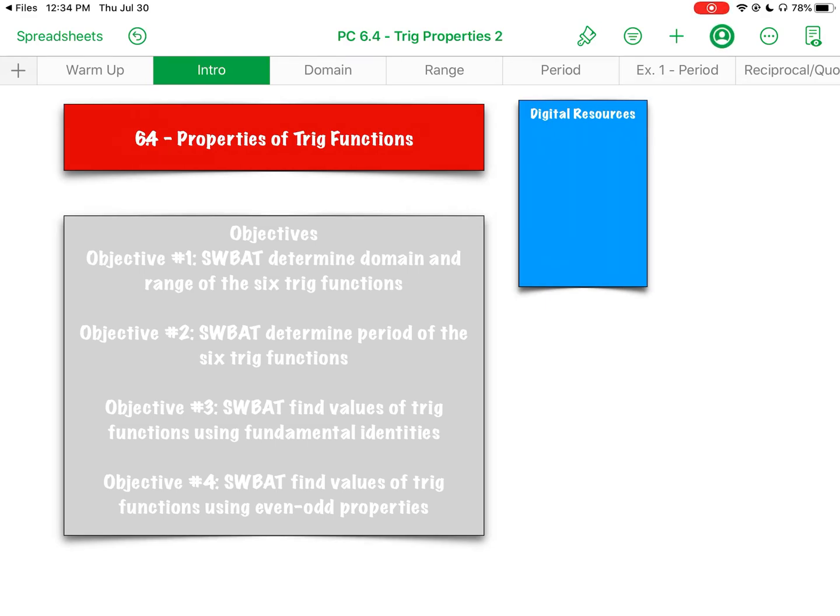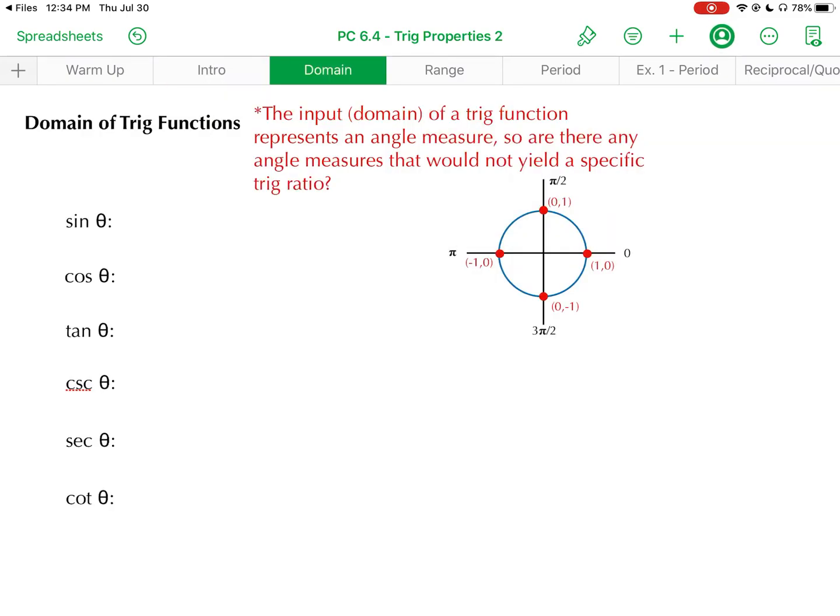Hey everyone, this video is going to cover the first two objectives for 6.4, where we're going to be looking at some properties of functions. So specifically, we're going to look at the domain and range of each of these six trig functions, as well as determining their periods.